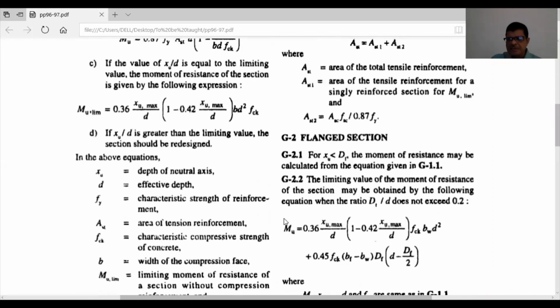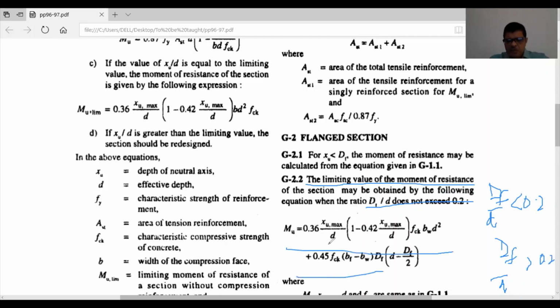So there will be two cases: how to find the limiting moment of resistance, or how to find out the under-reinforced sections. The first case is the limiting value. It says the limiting value of moment of resistance, that is the limiting or balanced section, may be obtained by the following equation if Df by d does not exceed 0.2. So there are two cases: Df by d does not exceed 0.2, meaning less than 0.2, or Df by d is greater than 0.2. For these two conditions, you can find Mu limiting. The formula is given here.